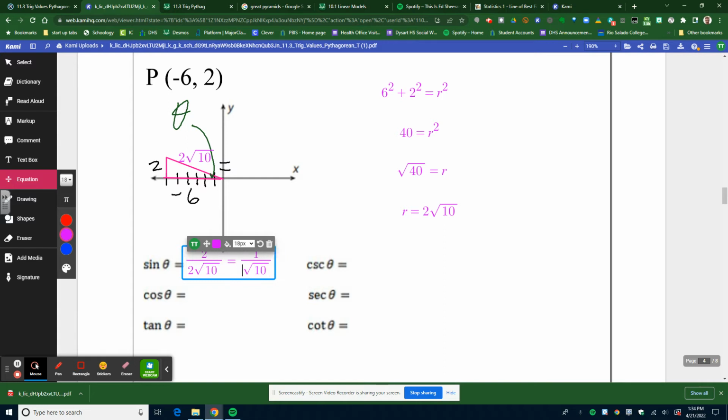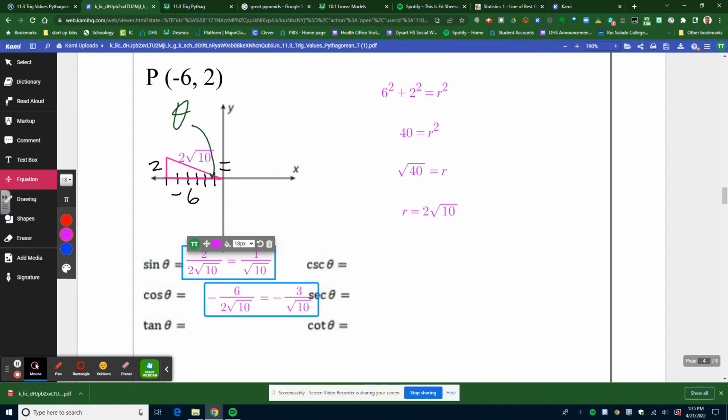Yes, ma'am? Why is it 2? Why is what 2? 2 over 2 on the first one. Okay, so opposite or the y value over the hypotenuse. Okay, and the hypotenuse length is 2 square root of 10. Okay, so cosine is adjacent or the x value. Negative 6 divided by 2 square root of 10. Can you divide 6 by 2? Yeah. So this one's going to be negative 3 divided by the square root of 10.